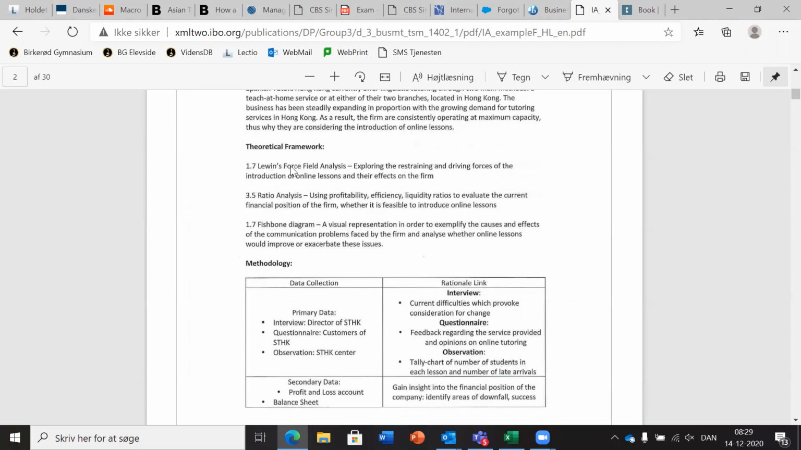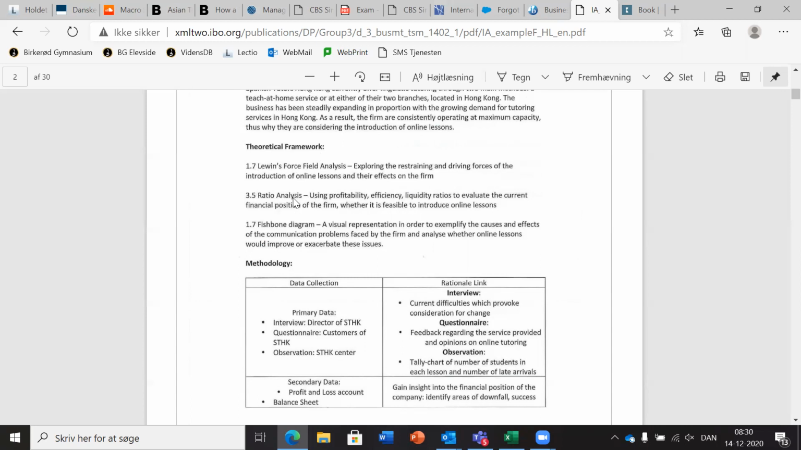So this student used these three theories. Let's explain why. Lewin's force field analysis is a tool about change. Here, we explored the restraining and driving forces of the introduction of online lessons and their effects on the firm. Remember, this was about whether they should introduce online classes, so it was recommending a change. This is a good tool for helping you analyze the change. We'll have a look at it a little bit more in a second.